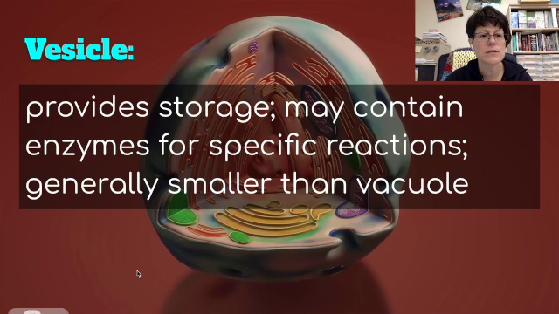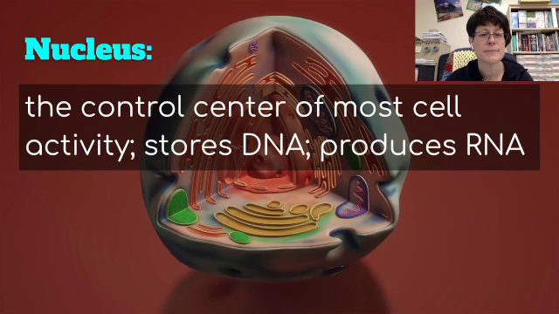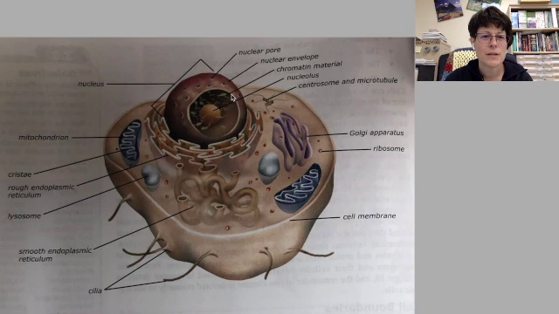There are also vesicles. These provide storage and may contain enzymes for specific reactions. They're generally smaller than vacuoles that are found in cells as well. Okay, now those are all things that are part of the cytoplasm. Let's talk about the nucleus, kind of found usually towards the center of a cell. These are the control center of most cell activity. It stores the DNA and produces RNA. So here is the nucleus, okay, that big ball-like thing, generally surrounded by endoplasmic reticulum, especially rough ER.